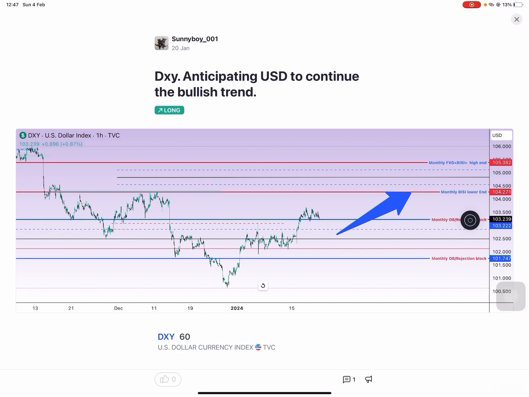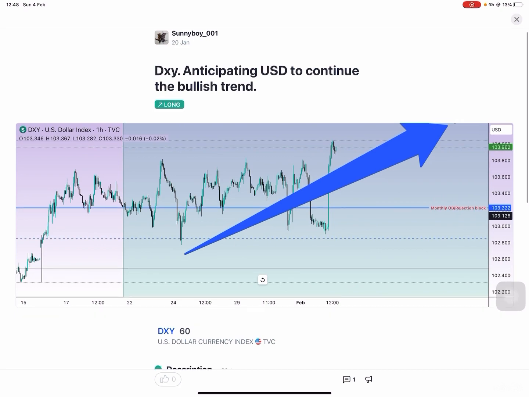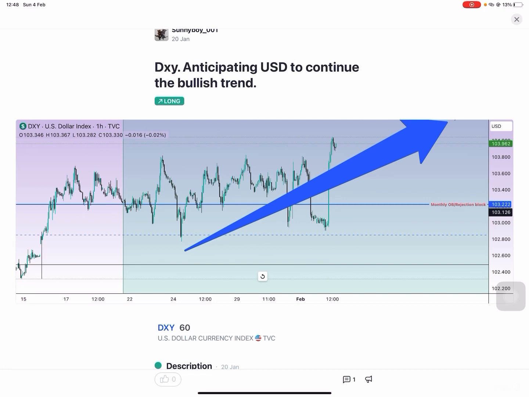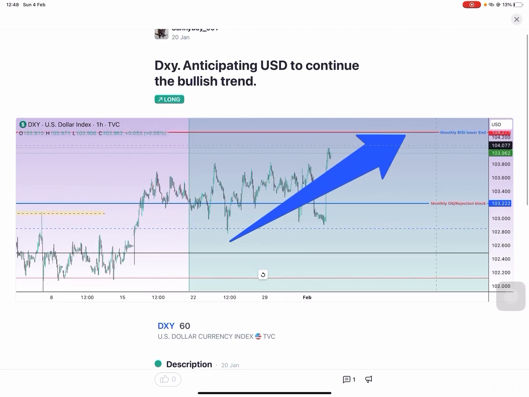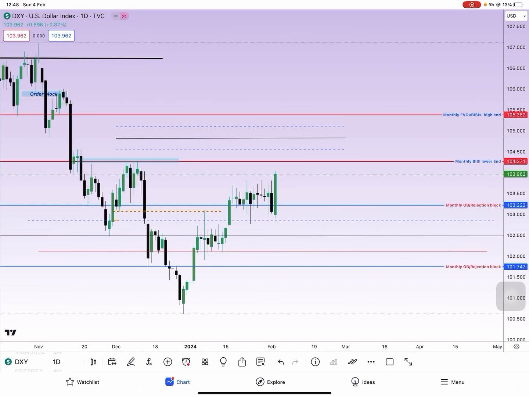So what it has done is, here it has gone down into this order block, which is the level that is marked, which is also described in the description here. It has visited this blue dotted line, and then started consolidating, but is still moving in our direction and going into the monthly BC, buy side imbalance and sell side inefficiency, which was already told to you guys on the live chart. So yeah, it's here now.